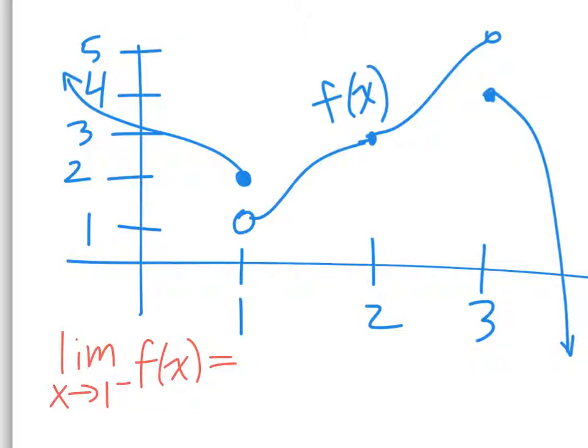At 1, it doesn't exist. The limit from the negative side exists. At the actual value 1, it doesn't exist because they're not the same. But from the left-hand side, yeah.